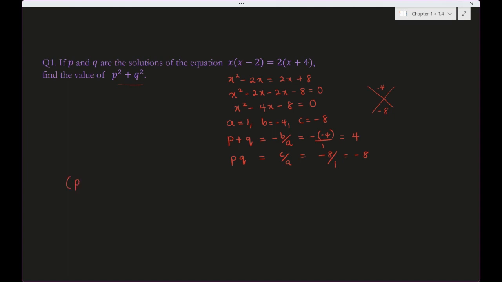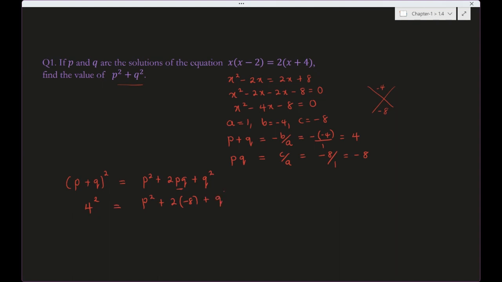If you remember from polynomials, we have this fact. We can expand (P + Q) squared as P square plus 2PQ plus Q square. So now what is P plus Q? P plus Q here is 4. So this is 4 squared. It equals, now this is P square, we don't know what it is, but we know what P times Q is. So P times Q is minus 8.